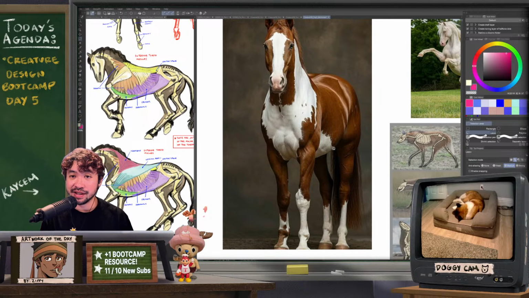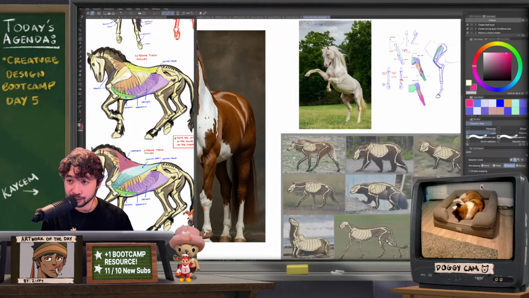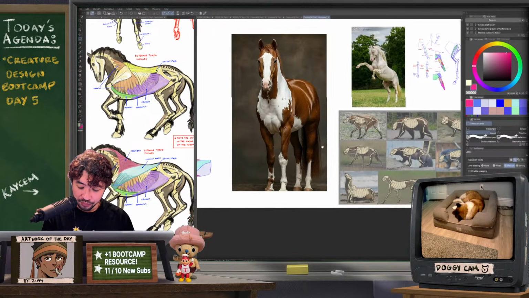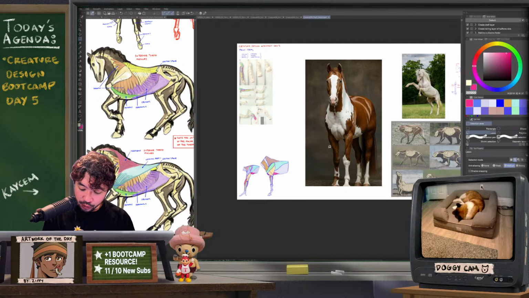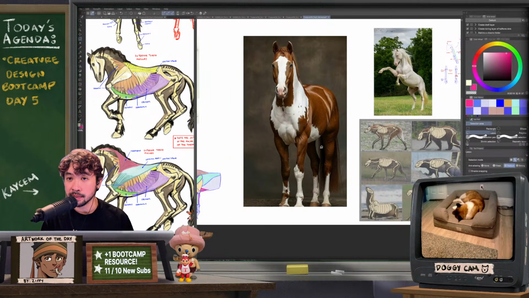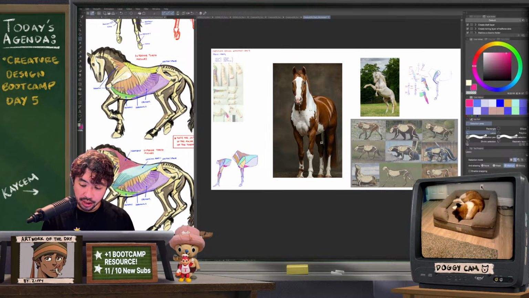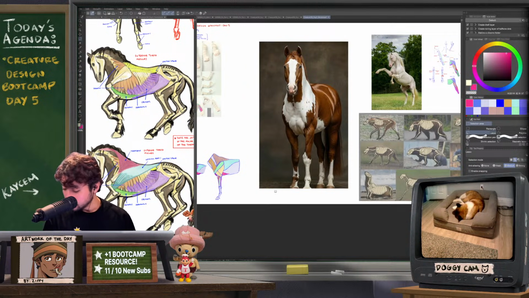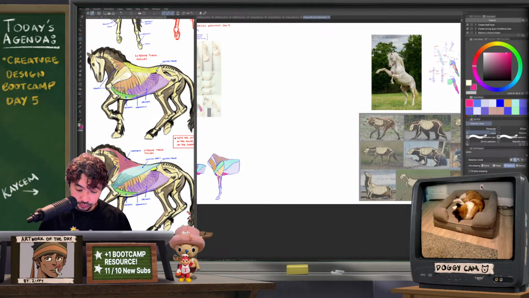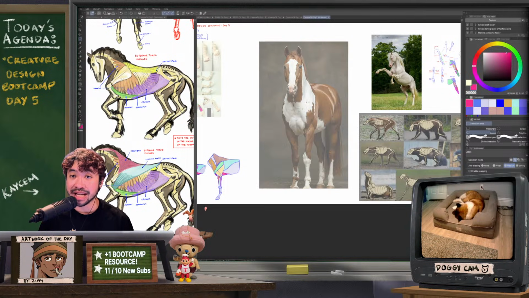So we've got here some examples of horses. What we're going to do is first highlight all the muscle groupings and talk about how they work, and then we're going to talk about the simplifications. So let's talk about them.